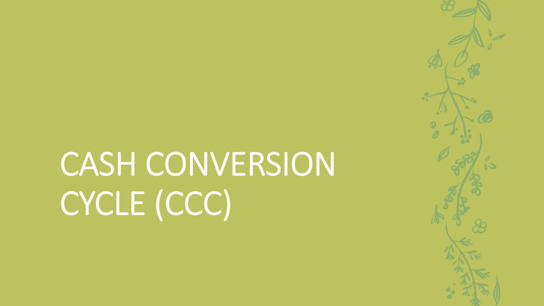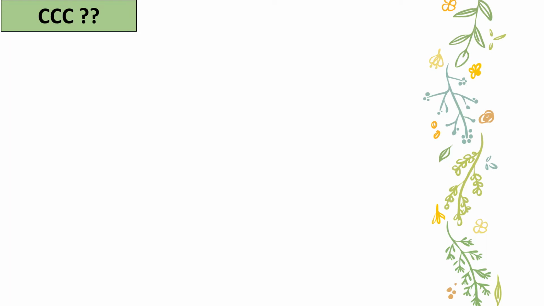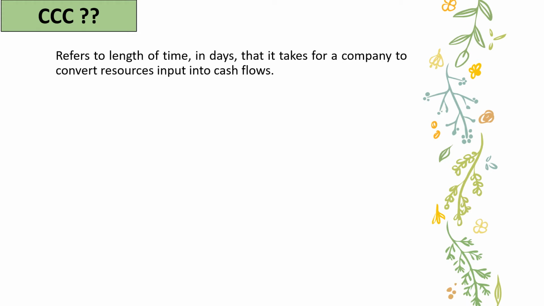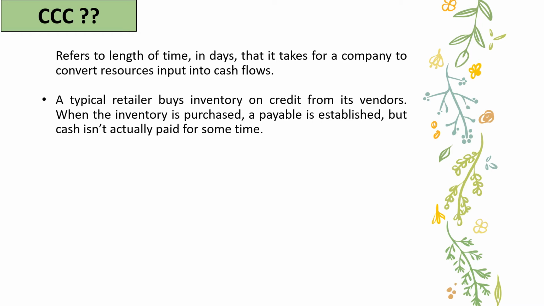In this video, I will explain how to determine the cash conversion cycle. So what is a cash conversion cycle? A cash conversion cycle, or the CCC, refers to the length of time, measured in number of days, that it takes for a company to convert resources input into cash flows.